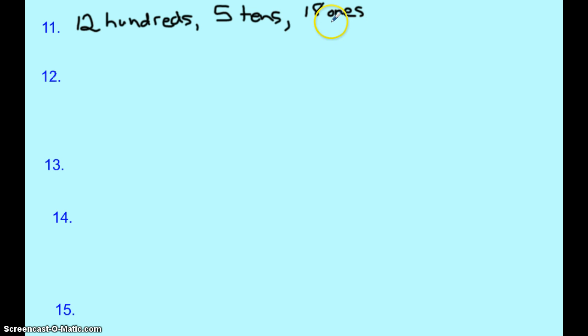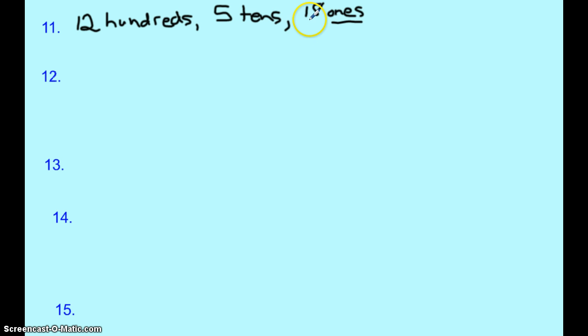Number 11 is very similar to problem number 5. So we'll just go through this real quickly. We had 12 hundreds, five tens, and 18 ones. Again, if we start with our smallest place value, which is ones, we see that we have 18 ones.